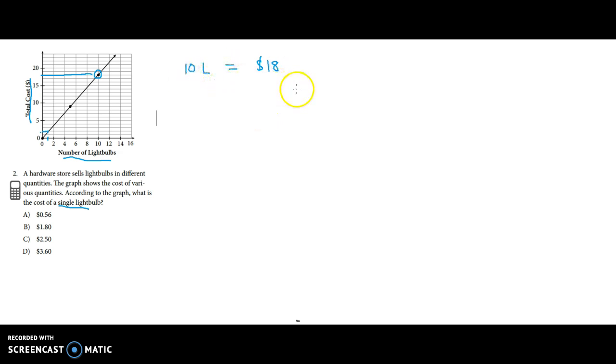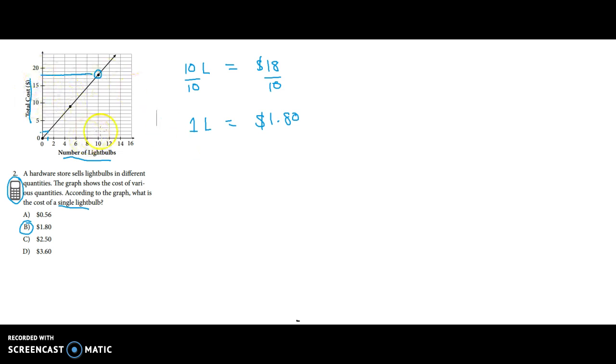So now we've created our equation. Since we're just trying to figure out the cost of a single light bulb, we could divide both sides by 10. 10 divided by 10 is just 1. So one light bulb is equal to $18 divided by 10. We could pull out a calculator on this one, because we're allowed to, but I don't think we need it. 18 divided by 10 should be $1.80. Just drop the decimal back one spot. So our answer is going to be B.